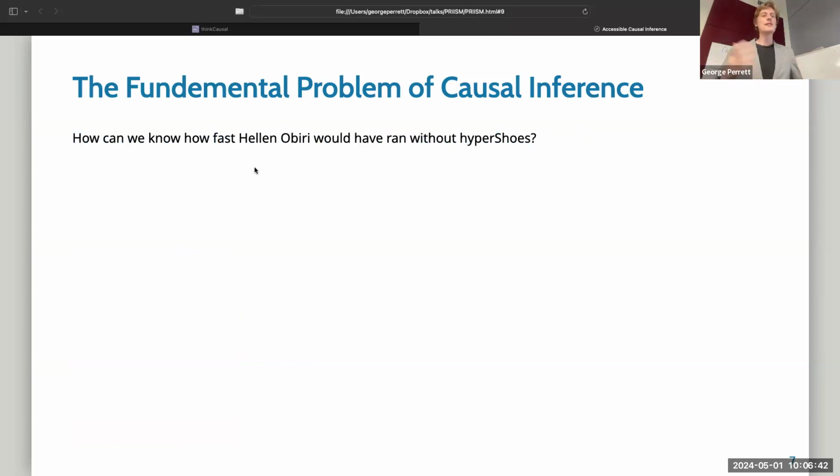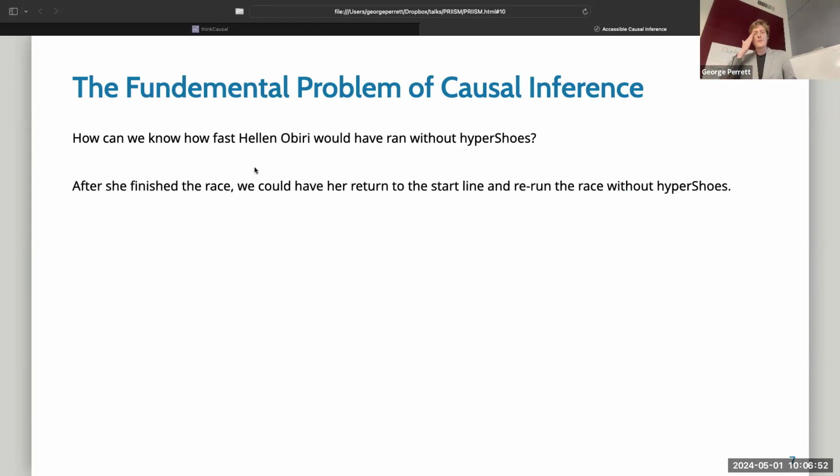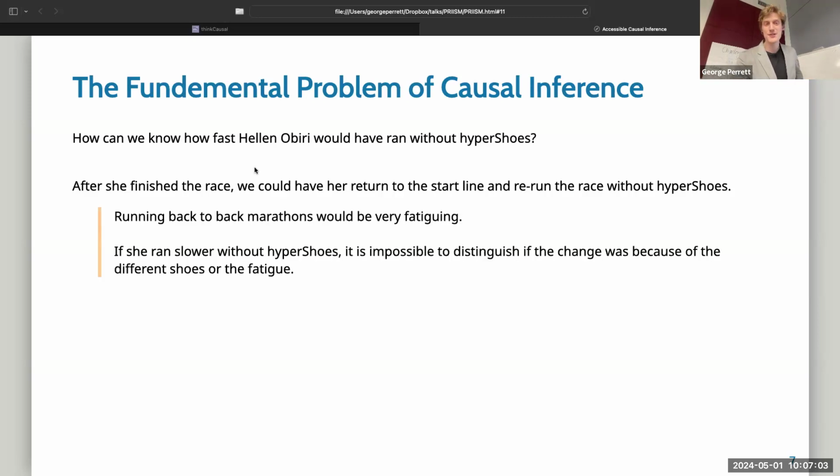Now, there are some proposed ideas when I talk about these things. People usually say, well, this isn't actually a big problem. I can think of a solution already. How can we know how fast Helen would have run without Hyper shoes? Well, here's an idea. After she finishes the race, we could have her return to the start line and rerun the race, but this time not wearing Hyper shoes. And then we'd observe how fast she ran without the Hyper shoes. The only problem with this is running back-to-back marathons would be very fatiguing. If she ran slower without Hyper shoes, it's impossible to distinguish if the change was because of the different shoes or the fatigue. So this isn't a viable solution.